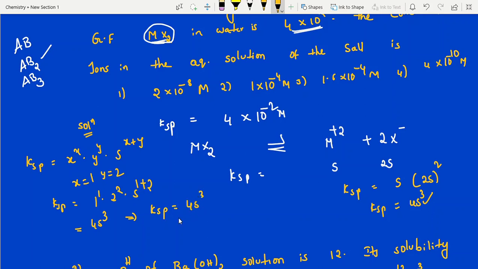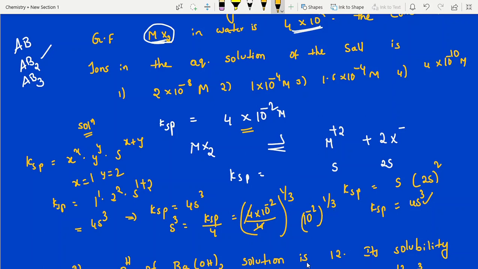Ksp they had given, they are asking for s. s cube equal to, tell me, Ksp by 4. What is the Ksp value, students? Yes, 4 into 10 to the power of minus 2 by 4, this is whole to the power 1 by 3. You can write like this. Is there any cancellation? Yes, these two get cancelled. 10 to the power of minus 2 whole to the power 1 by 3, cube root. So then what will you get?